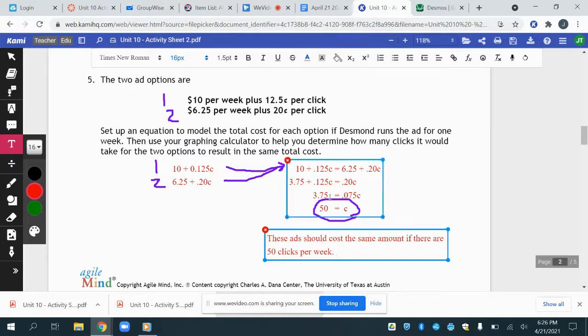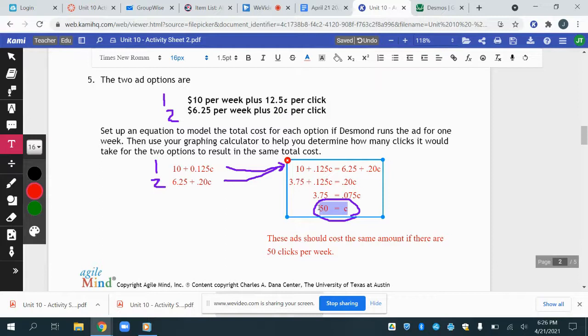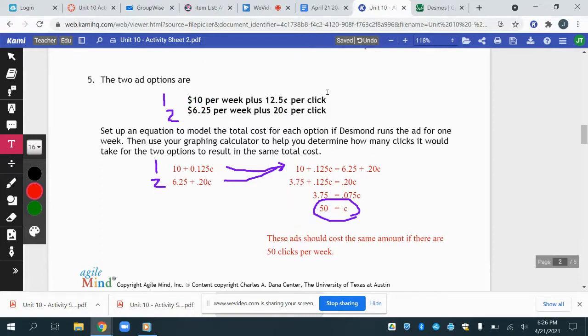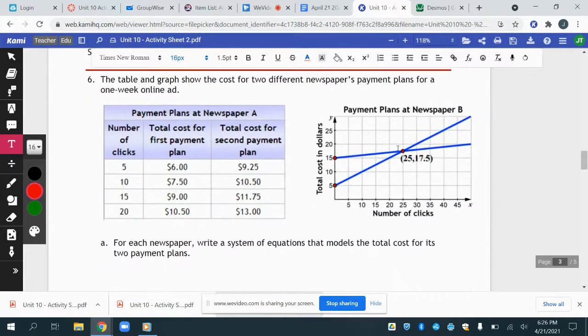That's what's going on. So this one right here, if I'm paying $10, I better get a lot of clicks, right? But if I'm paying only $6, if I get enough clicks, I'll actually cost more. This one will actually cost more because it charges more per click. In fact, if there are 50 clicks, the top one costs the same amount as the bottom one. That's what we figured out. Okay, there's a way to do that with a graph. It's shown right here.